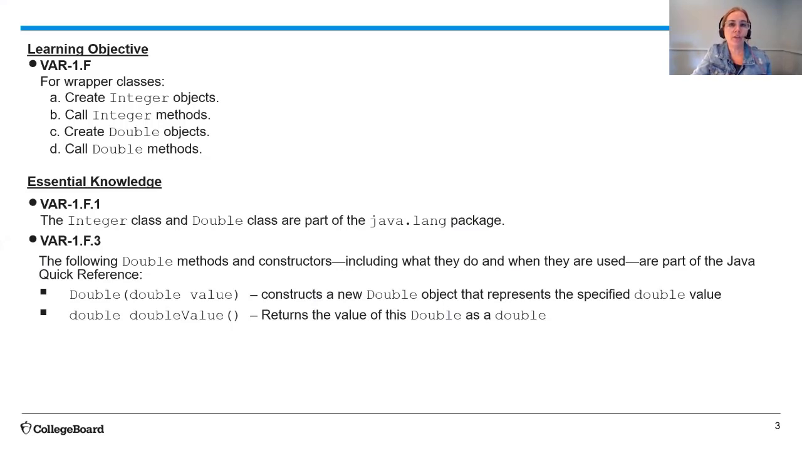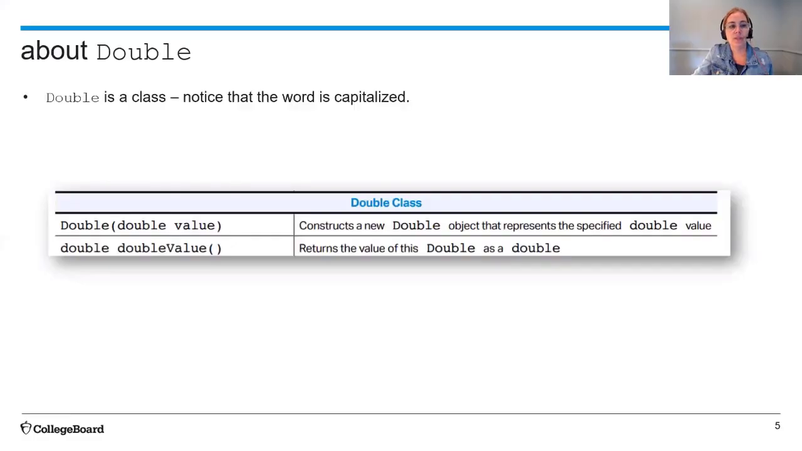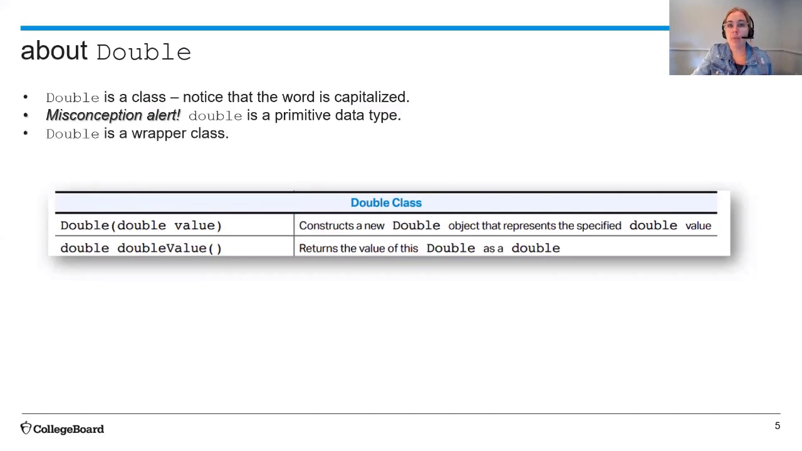Double gives us, on the Java Quick Reference, a constructor to create double objects and then a method to grab the double value that is stored. Double, again, is capitalized just like we saw with integer. It's different than the double primitive, which is represented with a lowercase d, and it is a wrapper class.